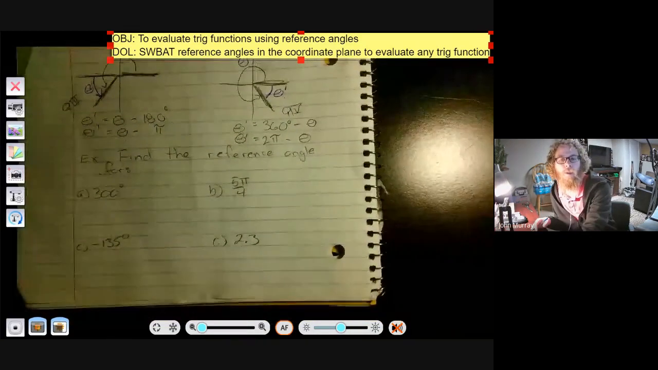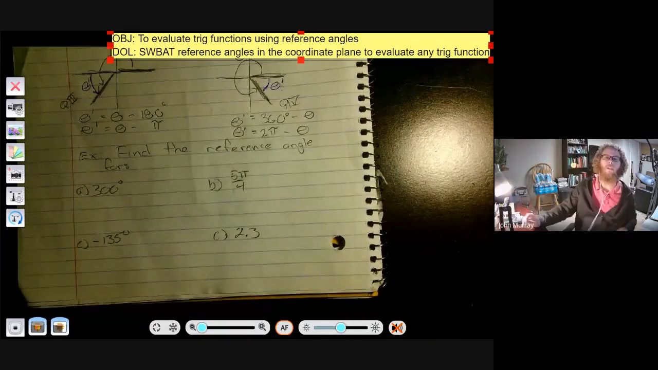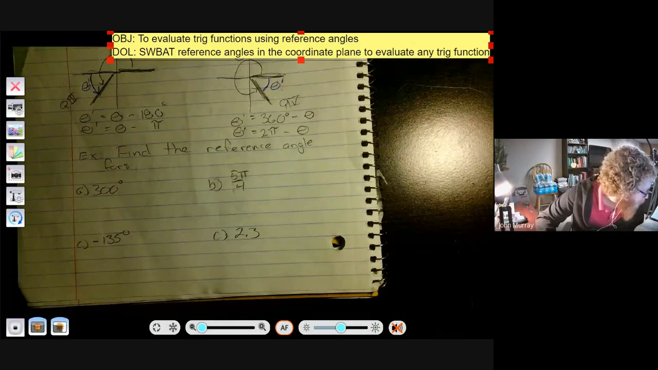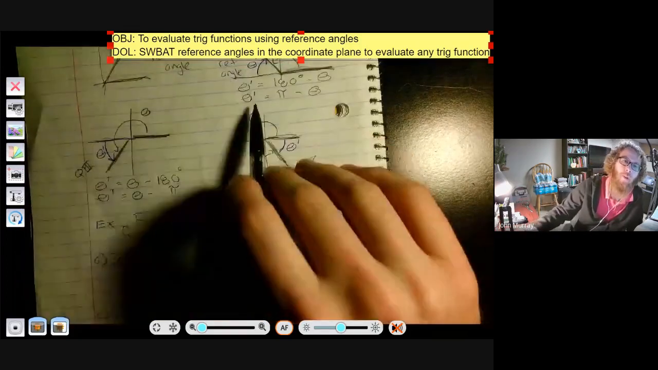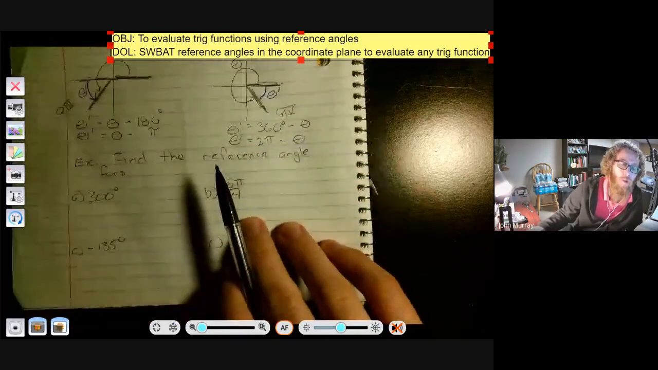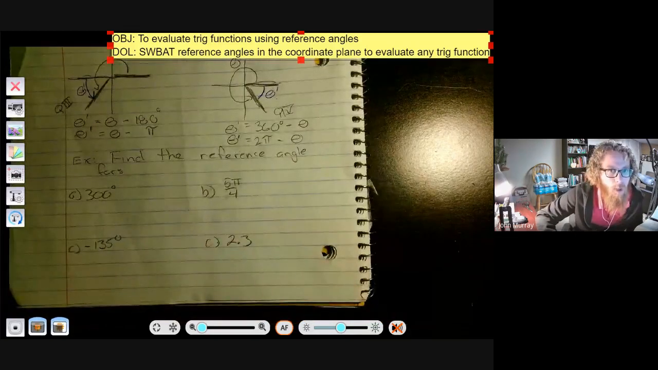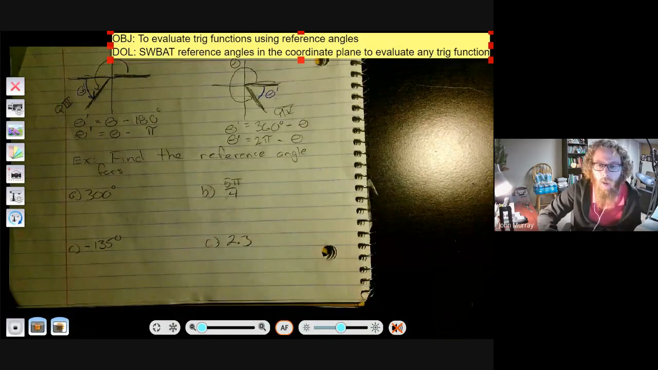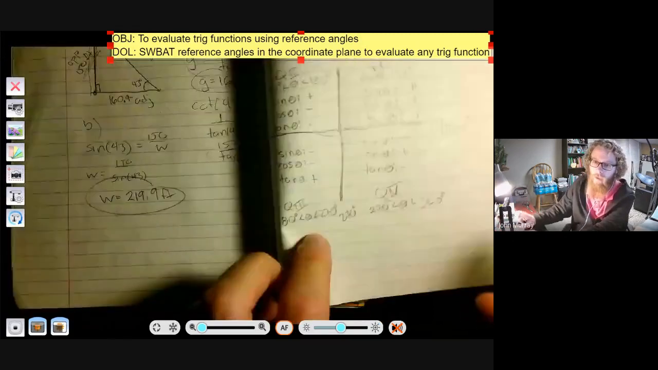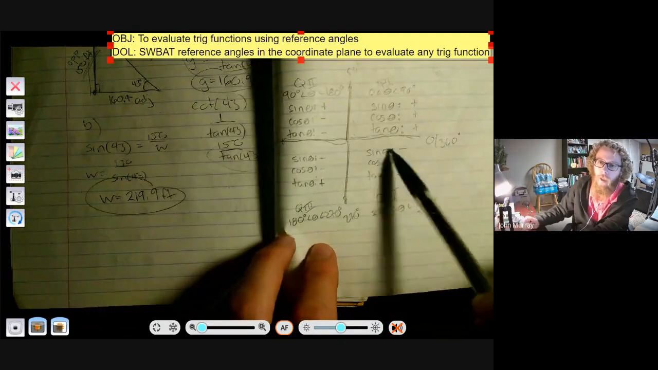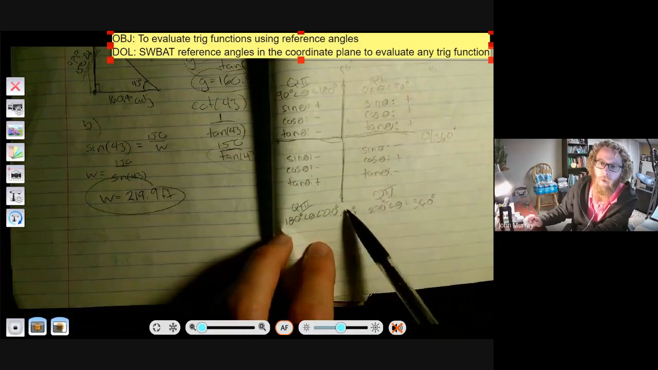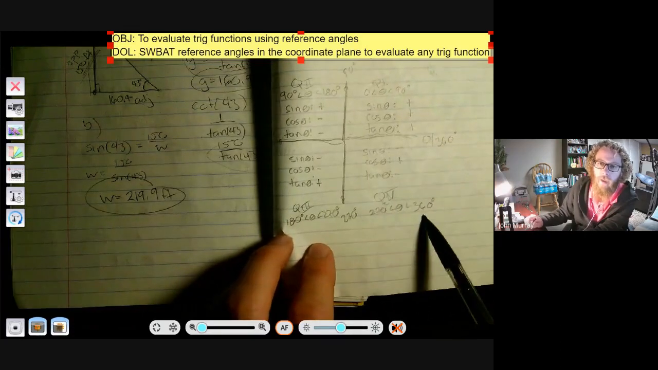All right, so here we have 4 different scenarios, 4 different angles. We're going to find the reference angle for all of them. So the first thing you want to do is figure out what quadrant you're in in order to figure out which one of these rules you're going to use. All right, so the first one is 300 degrees. So if we go back to our quadrant rules, 300 degrees would be in our fourth quadrant, between 270 and 360.